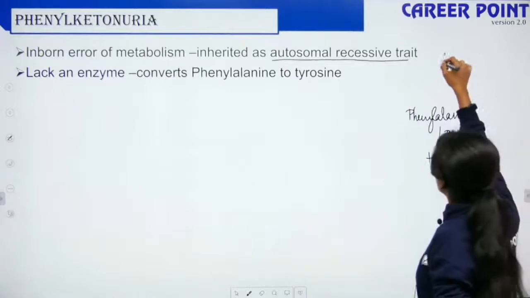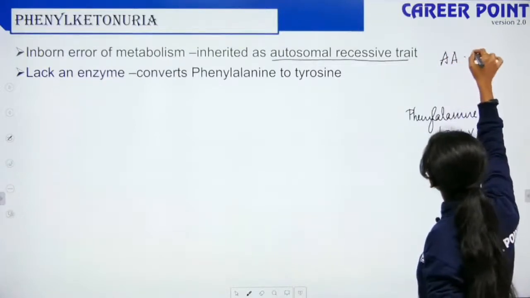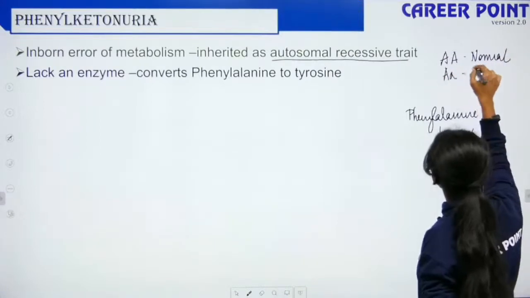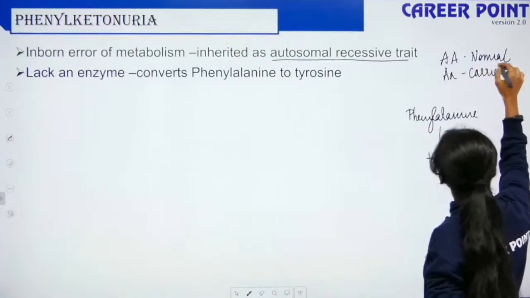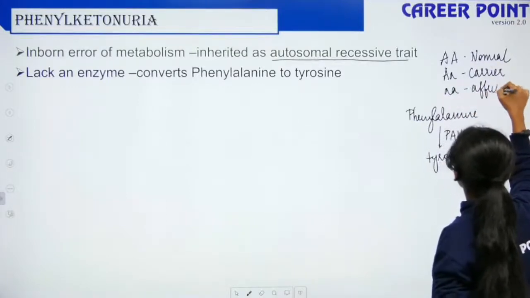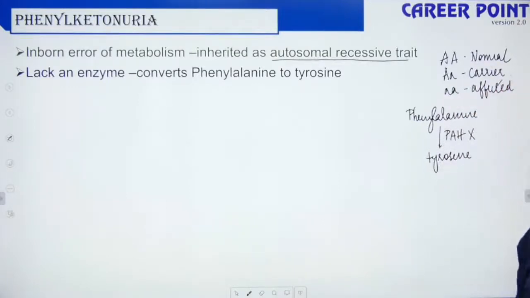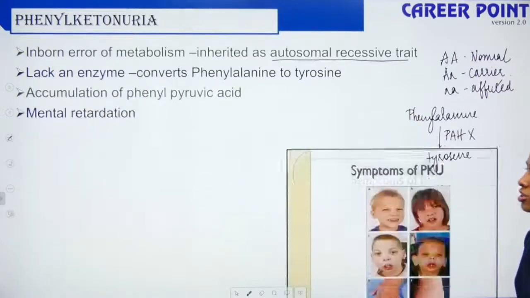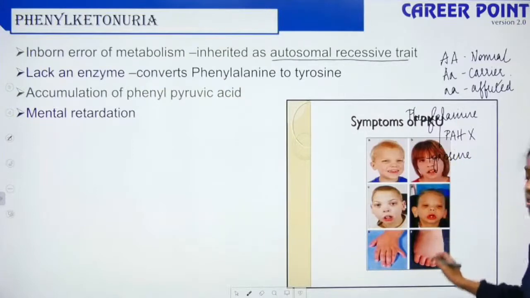Okay, so this is completely normal. So here it is carriers. So same condition as sickle cell anemia, and they are affected. Since these are inherited, you have conditions like this. Okay, so this causes mental retardation. So this is how these kids who are suffering from phenylketonuria look like.